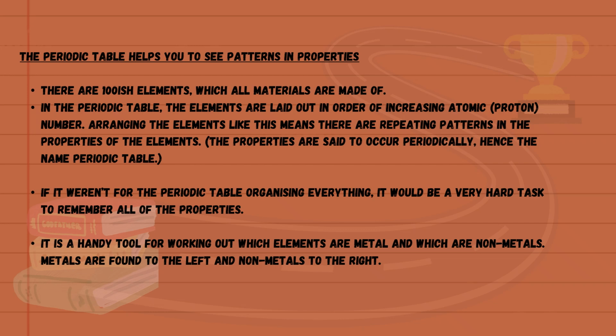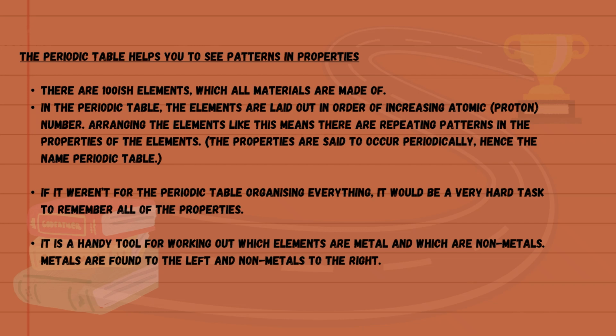In the periodic table, the elements are laid out in order of increasing atomic, also known as proton number. Arranging the elements like this means there are repeating patterns in the properties of the elements. The properties are said to occur periodically, hence the name periodic table.